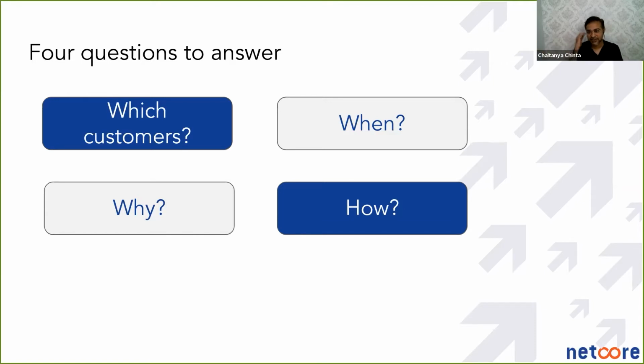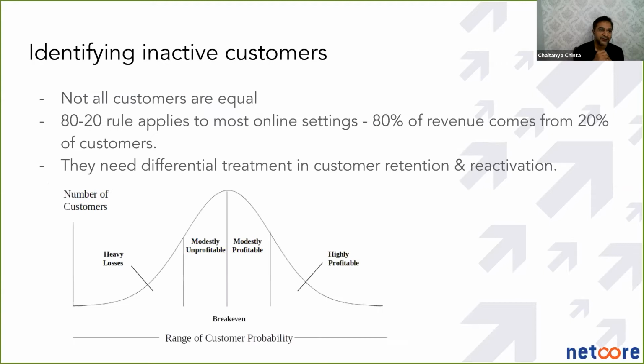Usually brands take a very broad stroke, at least with some of the brands that we work with, when it comes to identifying which customers are turning inactive, right? But what we see is, not all customers are equal, right? The 80-20 rule applies in most online settings, including e-commerce and many other verticals too, right? So a large portion of revenues come from a small portion of customers.